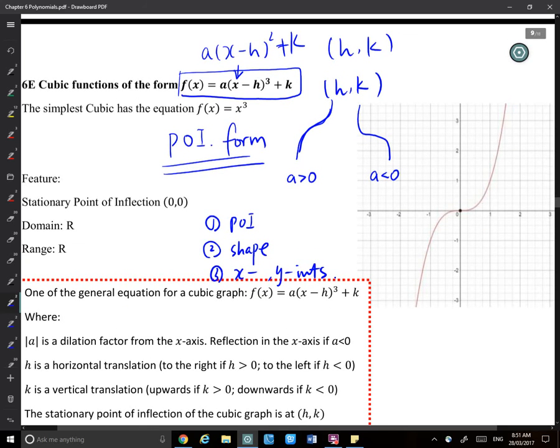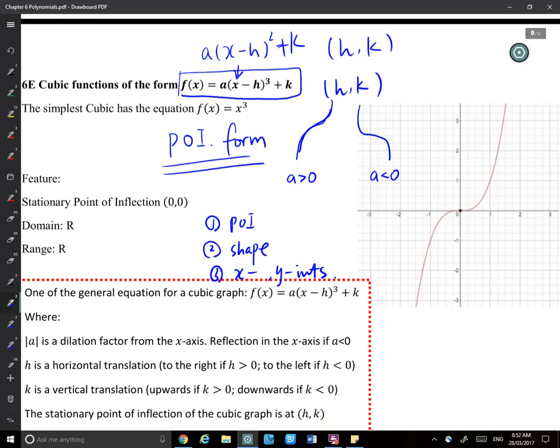Three things to think about. First, point of inflection. Second, the shape, whether it's an increasing shape or a decreasing shape. Number 3, we'll think about the x and y intercepts. It's actually two things to think about, x-intercept and y-intercept. So four things you need to work out for this kind of graph.